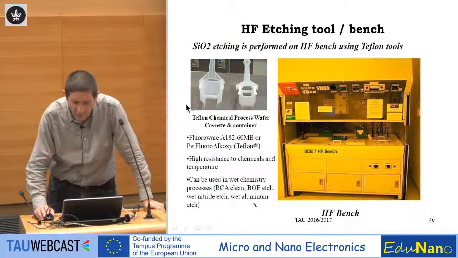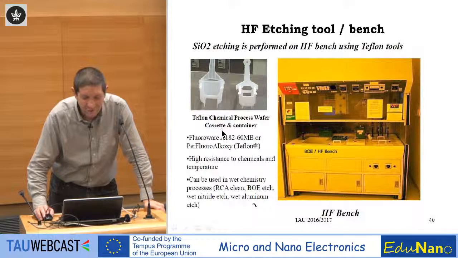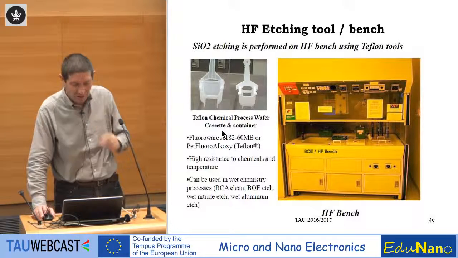Etching tools, how they look. This is a holder. This is, I would say, a university-type etching system. This is what we use in our lab.